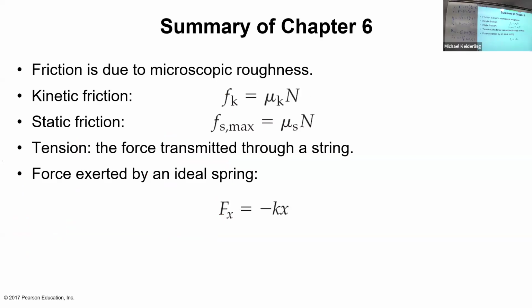So, summary of chapter 6. Friction is due to microscopic roughness. Kinetic friction is mu kinetic times the normal force. Static friction is mu static times the normal force.